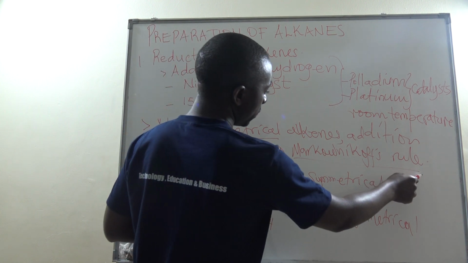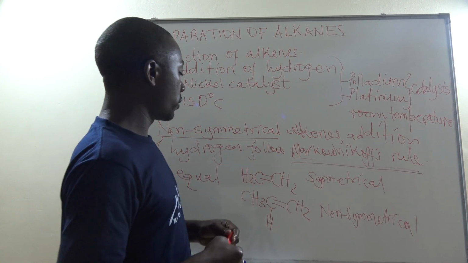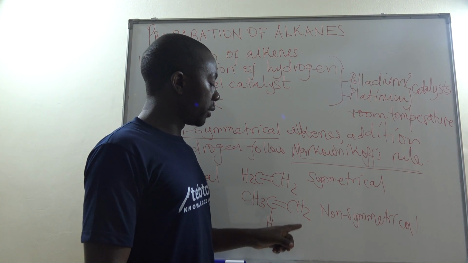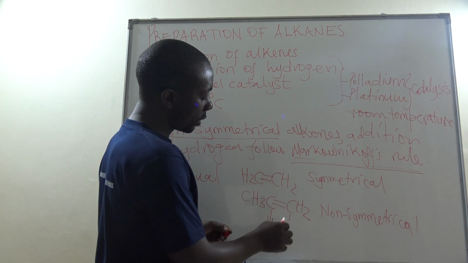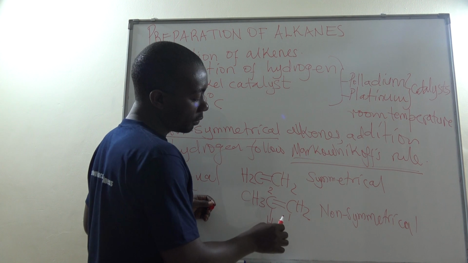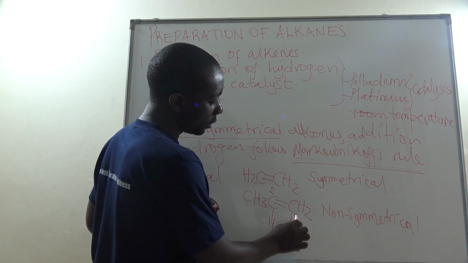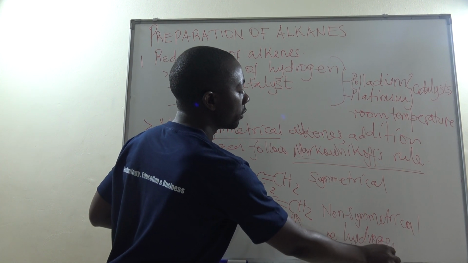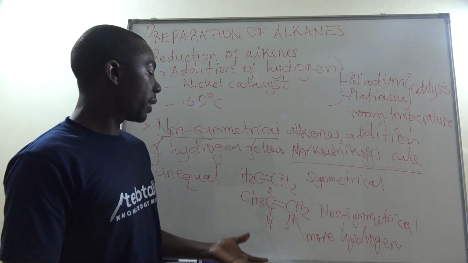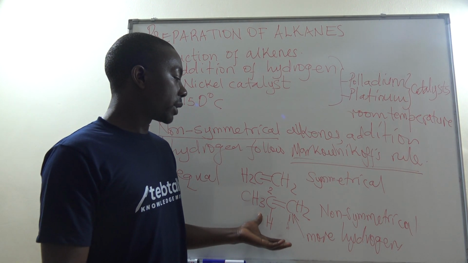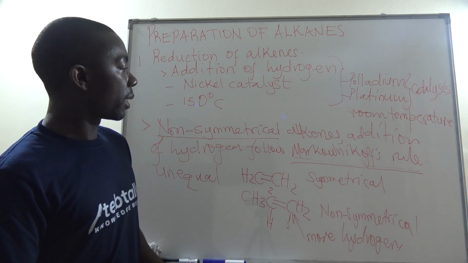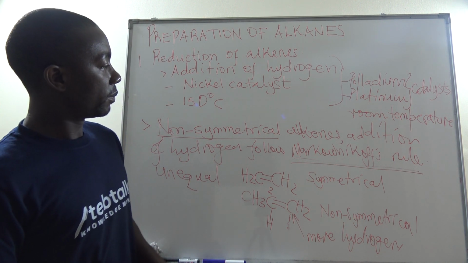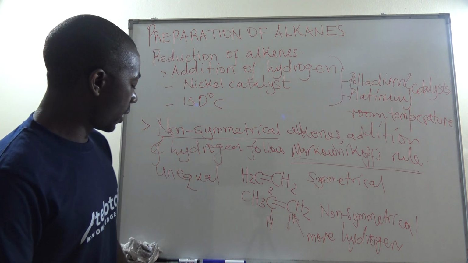So Markovnikov's rule says that during addition to alkenes, the first hydrogen is added to the carbon with more hydrogen atoms. For example, if this is carbon 1 and this is carbon 2, the first hydrogen should go to this carbon because it has got more hydrogen atoms. That's what Markovnikov's rule says. And that is only intended to help us obtain the most stable intermediate, which we call the most stable carbocation. That is addition of hydrogen to non-symmetrical alkenes. Now let us go ahead and look at the mechanism for this reaction.